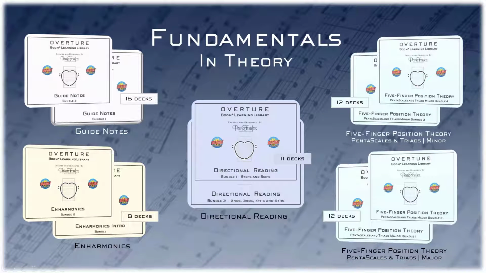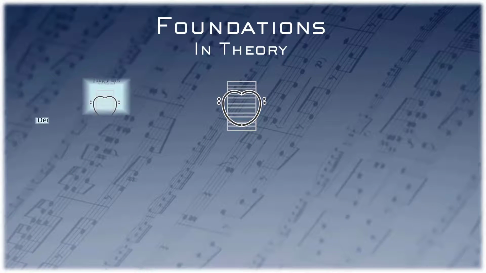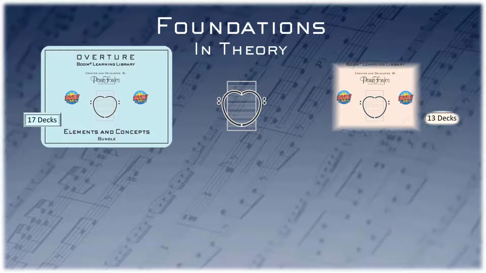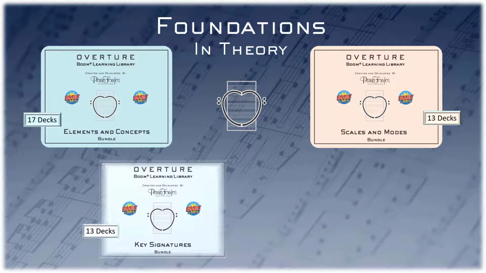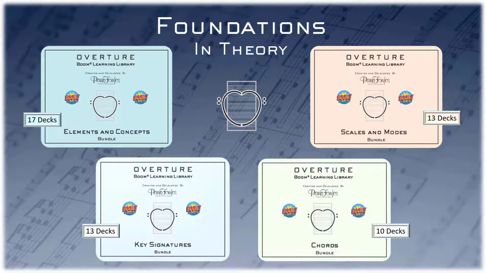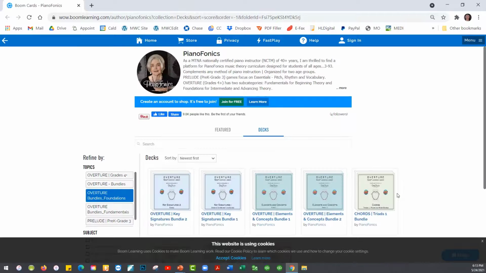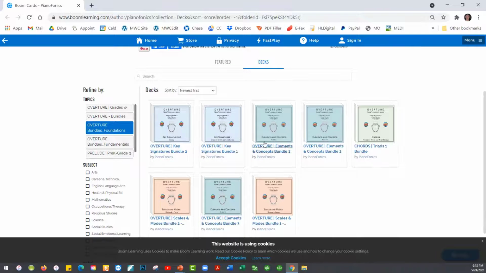And now we'll return to our presentation for a quick look at Overture Intermediate Foundations, where we find elements and concepts, scales and modes, key signatures, and chords. 3 bundles of elements and concepts serve as the preparation for scales, key signatures, and chords. Bundle 1 has activities with the circle of fifths and the order of sharps and flats. Bundle 2 has activities with tetrachords and thirds, and Bundle 3, major scale construction with tonic and dominant tetrachords.